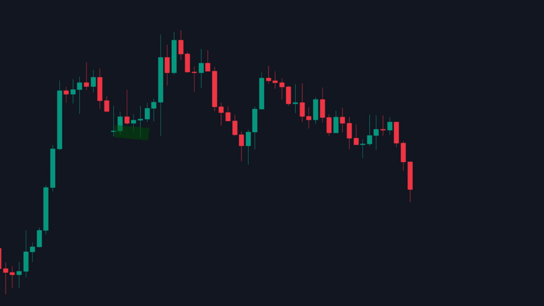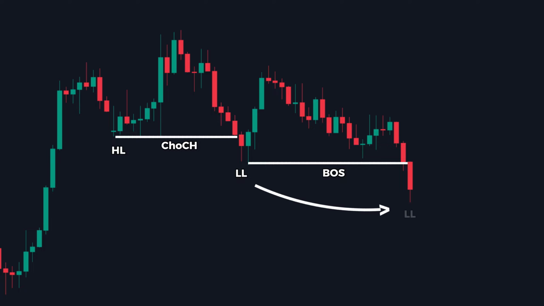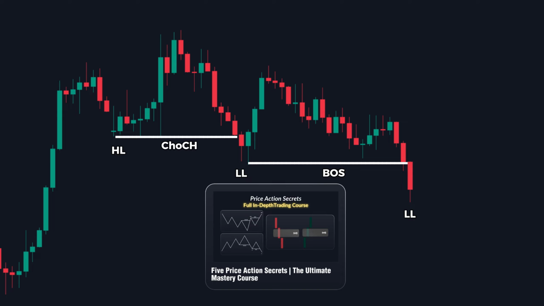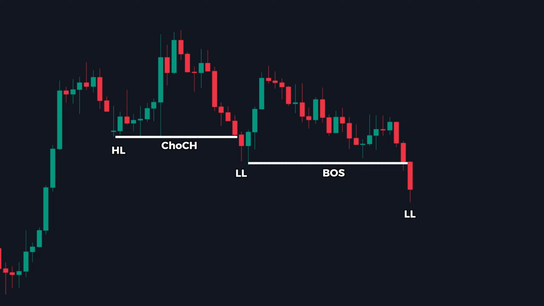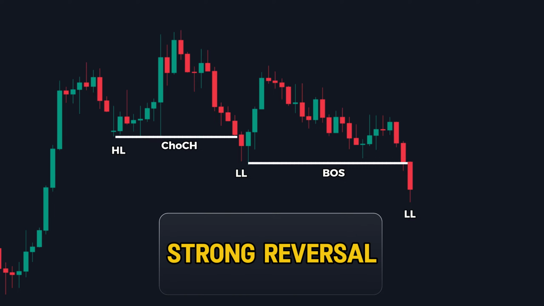This chart showcases an imperfect head and shoulders pattern, which can often be more practical and reliable for trading. I prefer such patterns for a few key reasons. First, the price made a clear change of character before forming the right shoulder, signaling a shift in market structure as the trend transitioned from higher low to lower low. Following the formation of the right shoulder, the price established a second lower low, further confirming the bearish reversal. If you've watched my previous video on price action secrets, you'll know that 2 consecutive lower lows are a strong indicator of a high probability trend reversal.